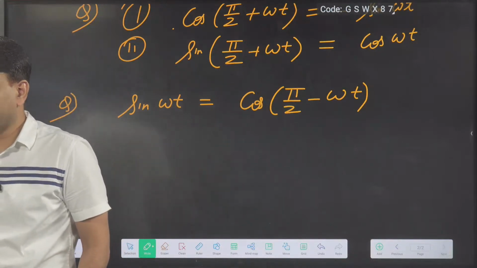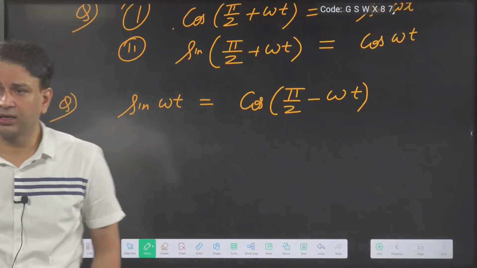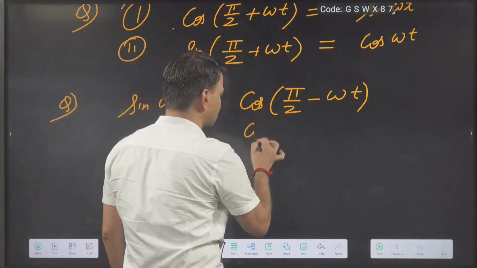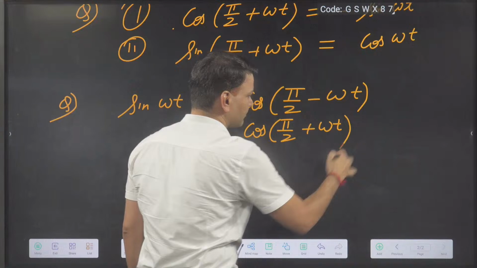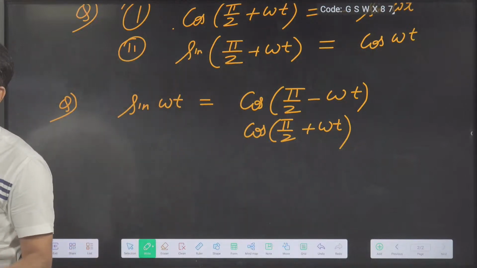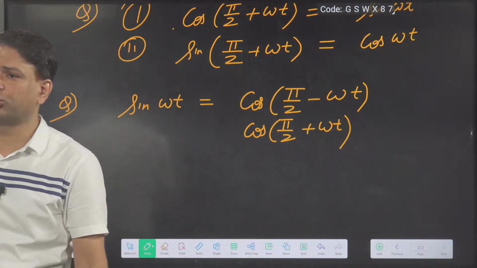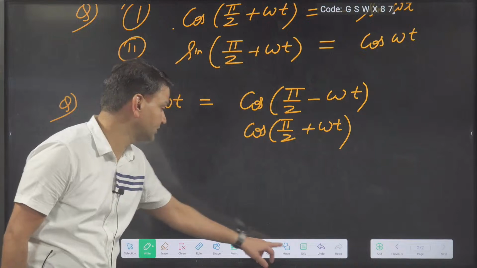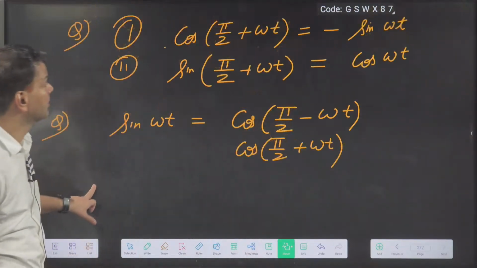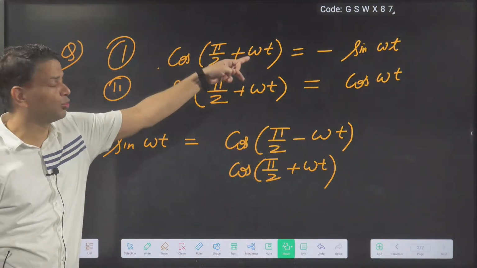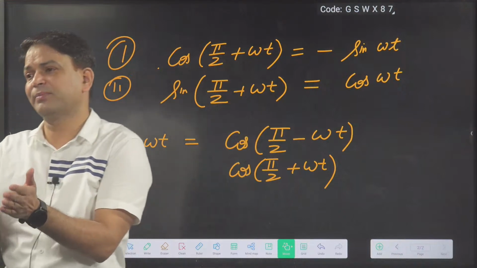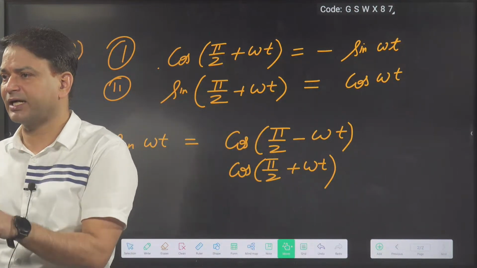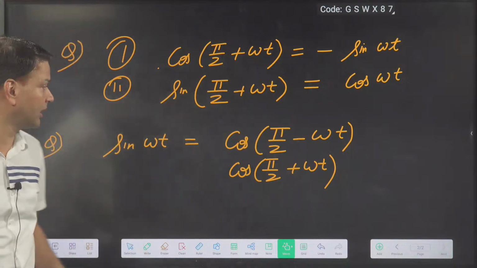Second possibility we can also check. Can I write cos(pi by 2 plus omega t) that is equal to sin omega t? No. Just now you can see, cos(pi by 2 plus omega t), what will you get? Minus sin omega t. Because cos pi by 2 plus means second quadrant, and in the second quadrant cos is negative. So I cannot write this.